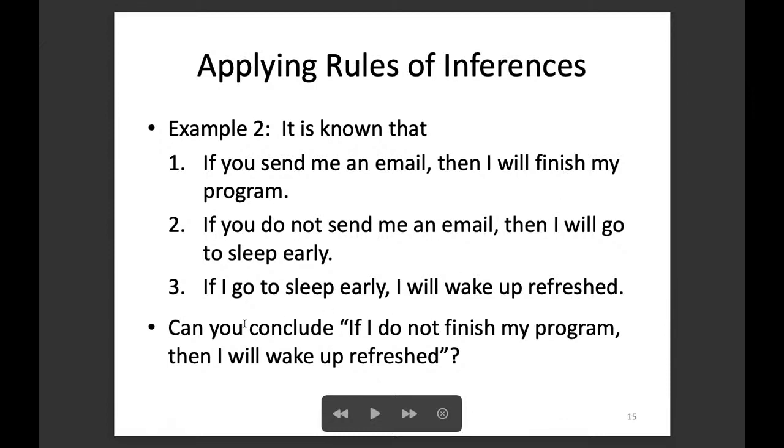And somehow, can we conclude this one? If I do not finish my program, then that means that I will wake up refreshed. It is rather strange, but it is something that is true. So strangely, if I do not finish my program, then that means that I will wake up refreshed the next morning. Okay, so how do we interpret this?